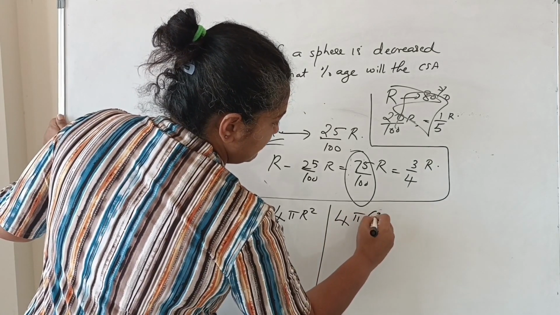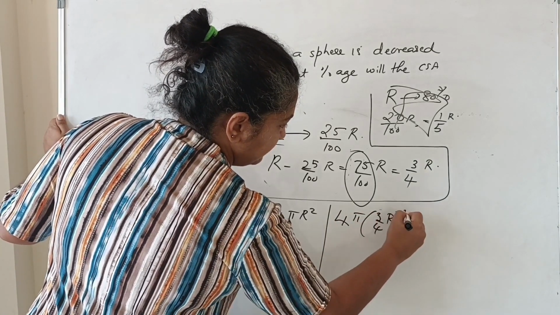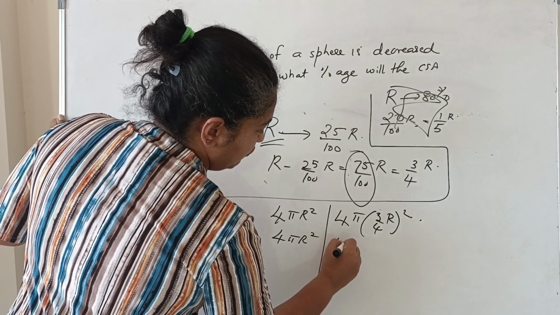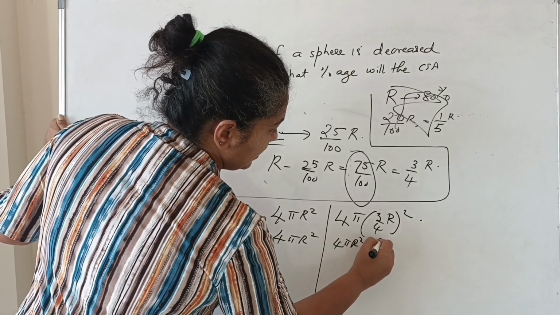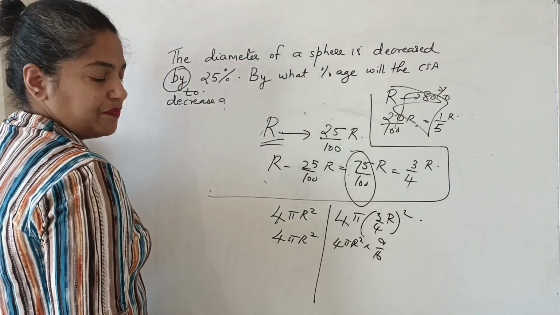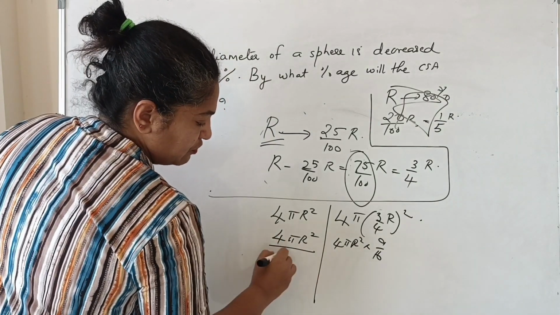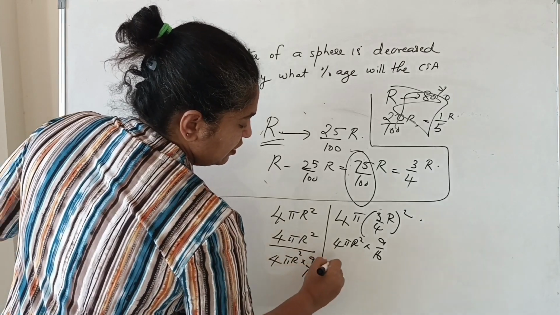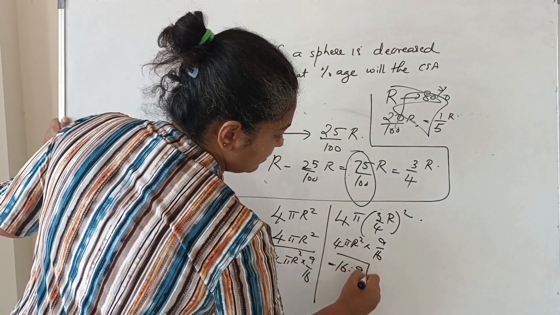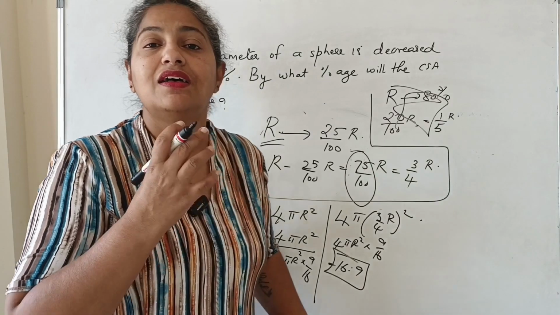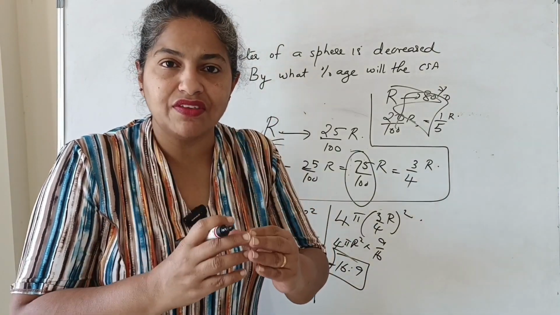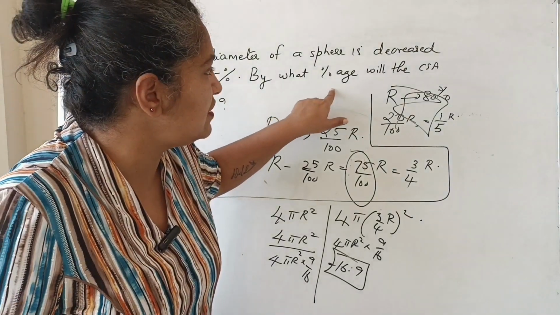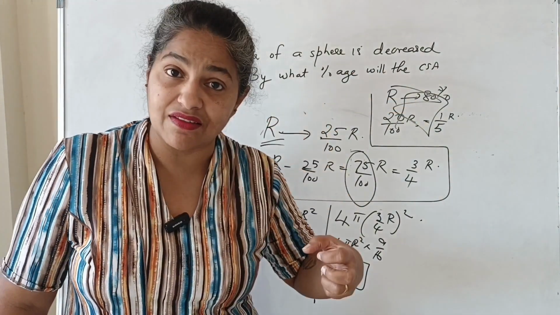The new CSA is this. Correct? So, 4 pi R square and 4 pi R square into 9 by 16. So, divide 4 pi R square by the new one. You will get 16:9. This is the ratio. But in the question, they did not ask about this particular ratio. They are asking by what percentage will the CSA decrease.